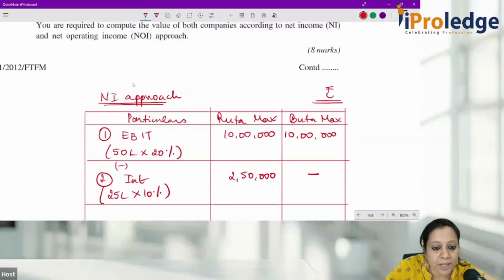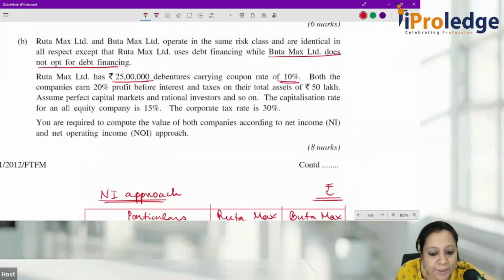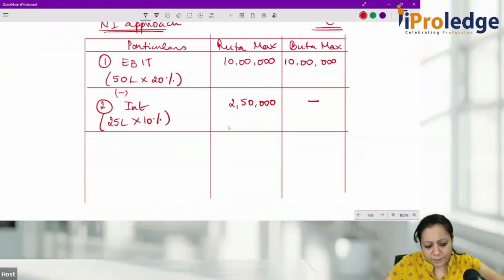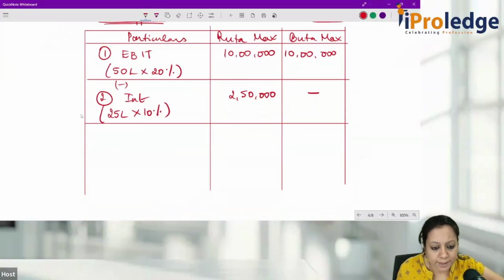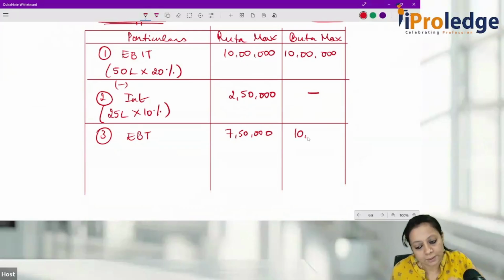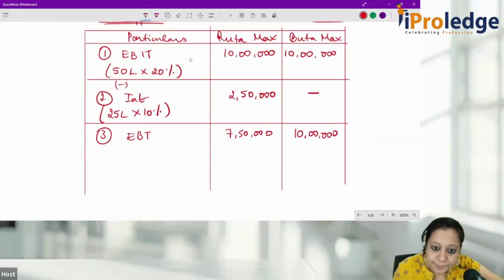What do we need to find out, everyone? Please keep that in your mind. We need to find out the value of the companies. Value of the company is the same as value of firm. That is why we discussed all the formulas now. Now please help me out with the EBT calculation. So this is 7,50,000 and this is 10 lakhs.